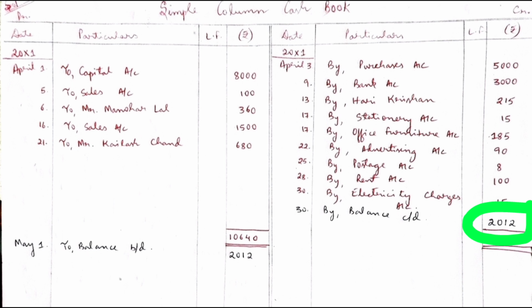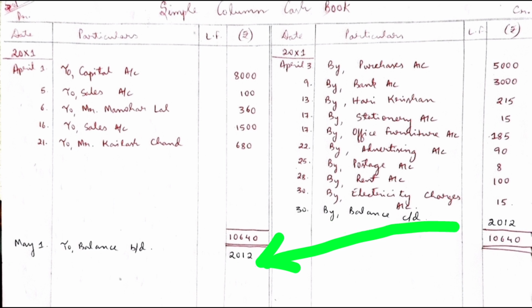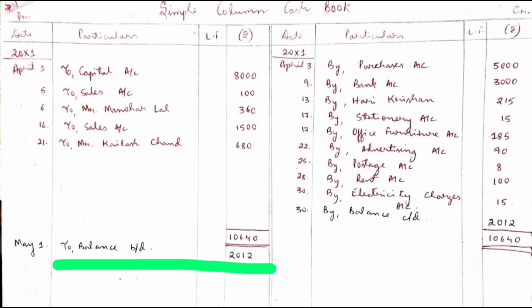And what are we going to write in the particulars column? As you know, the credit side is always followed by the term by. So we will write by balance c/d. c/d means carry down. All right, balance c/d, this balancing figure 2012. And this 2012, again, we will be bringing it down on the debit side, 2012. And on the debit side, we are going to write to balance b/d, which means brought down. Clear? Till here it's clear.